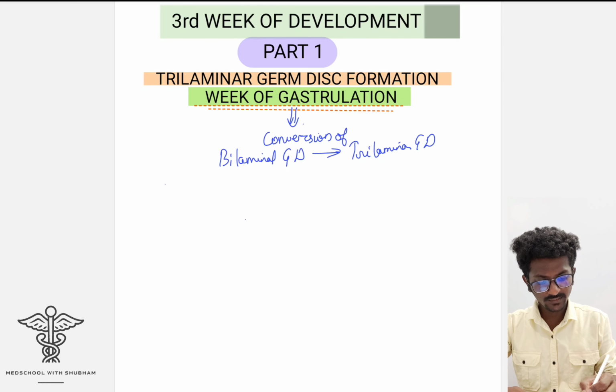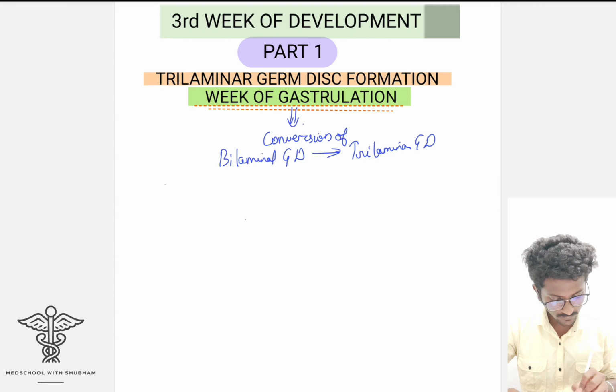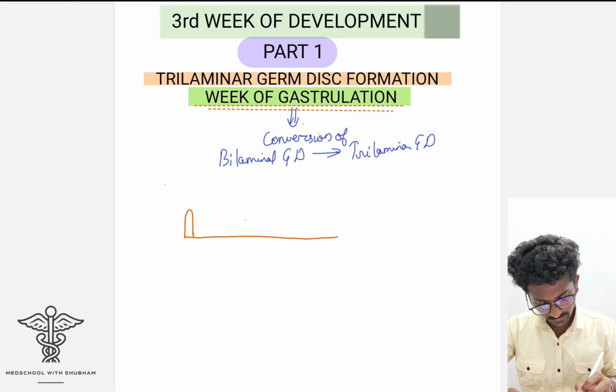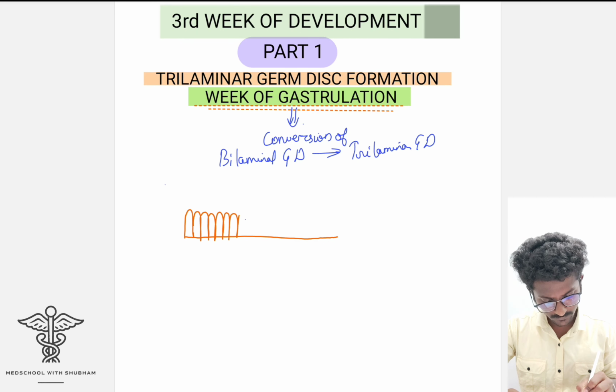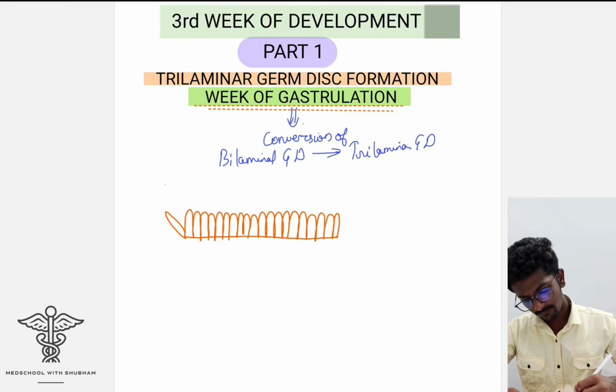So I shall be drawing the same diagram again. This is the epiblast. Okay. These are the amniogenic cells.